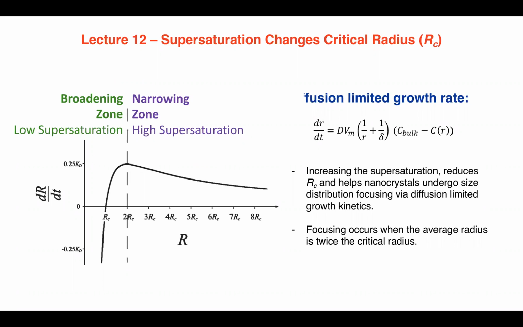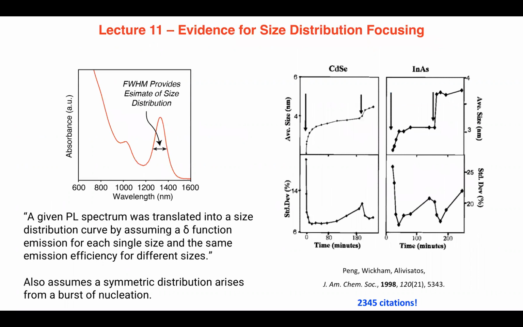Okay, and this has been a very important principle in people's minds. If you want to make a narrow size distribution, one of the things you do is you push the monomer concentration up as much as you possibly can. That gives you the largest impacts of this diffusion limited growth situation and the greatest narrowing of the distribution.